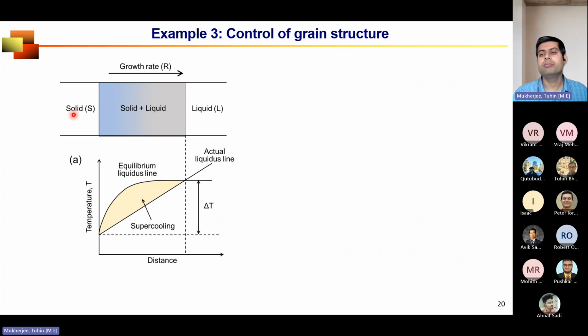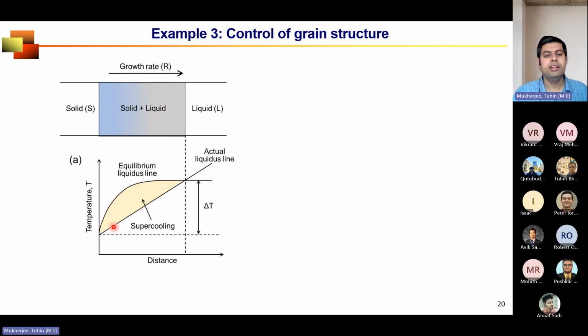For metallic materials, for alloys, we all know that they just do not instantaneously solidify from liquid to solid. There is a two-phase region, solid and liquid. That is true for all engineering alloys. Now what happens in that region? So left hand side you have pure solid, and this solidification front is moving as the metal is solidifying. Now the speed at which the solidification front is moving is called growth rate. That was the x-axis variable in the previous slide.